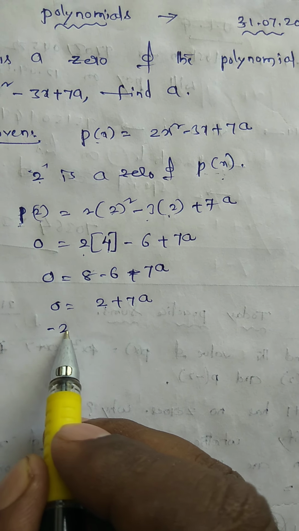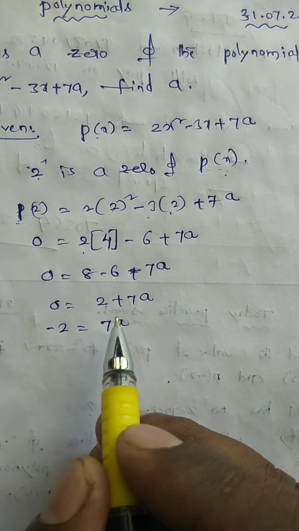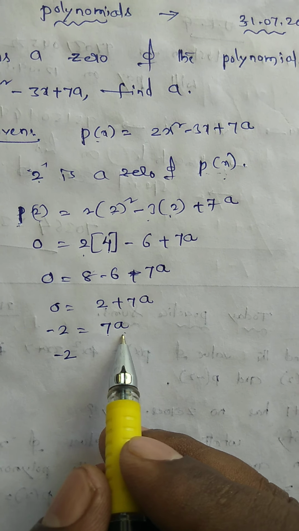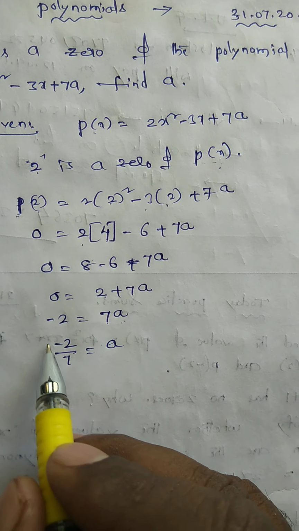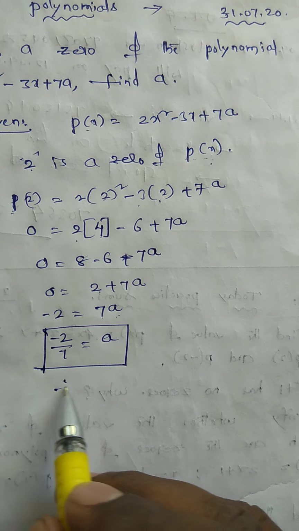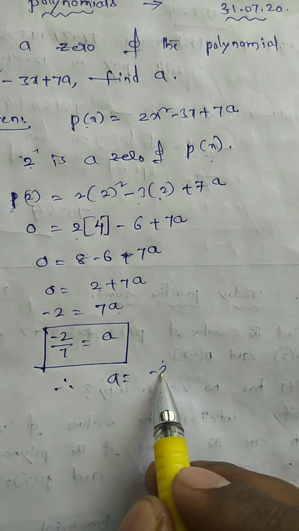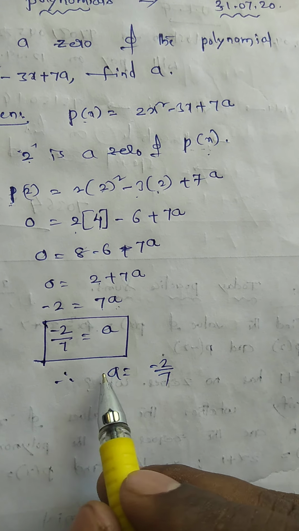Plus 2 becomes minus 2, so minus 2 is equal to 7a. 7 into a, 7 goes to the denominator and divides. Now we got a is equal to minus 2 by 7.